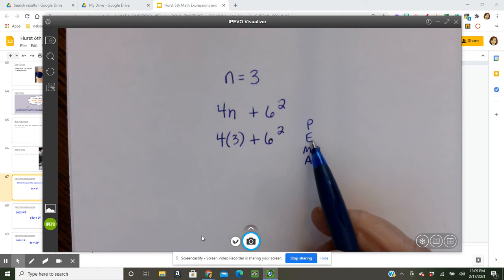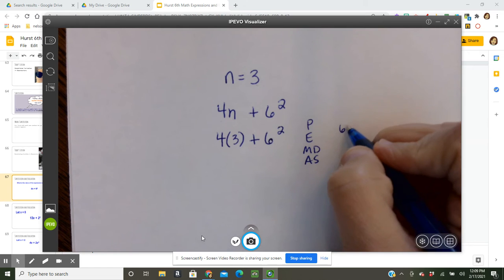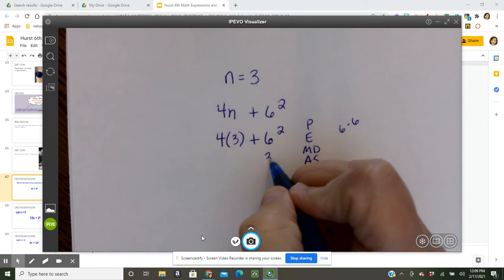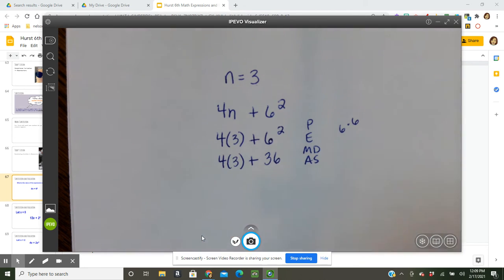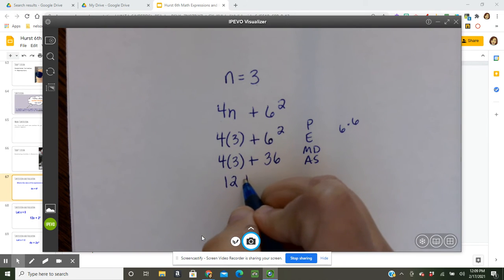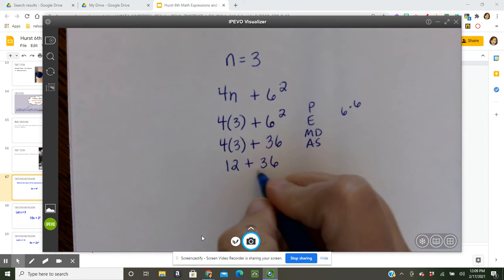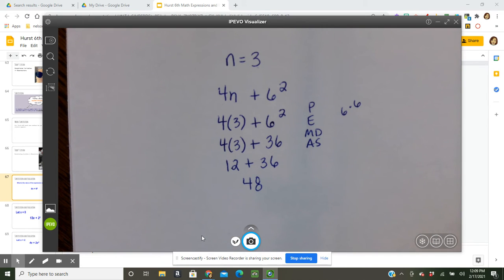We would do exponents first. So this 6 squared does not mean 6 times 2. It actually means 6 times 6. So 6 times 6 would be 36. Rewrite your problem. Now we're going to multiply before we add. So 4 times 3 is 12. And then 36 plus 12, or 12 plus 36, would be 48. So that should be your answer to your first problem that you worked out with substitution.